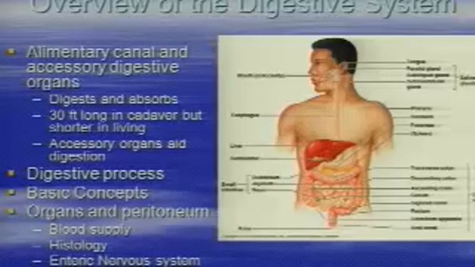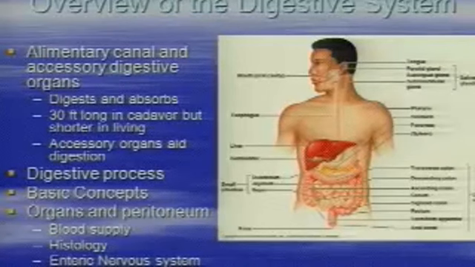If you want to take a few minutes, maybe before we start, pause the tape and look at all the different anatomical parts of the GI tract. I think that would be helpful. The GI tract is also known as the alimentary canal, and there are accessory digestive organs along that pathway. The whole system is involved with digestion and absorption. It's 30 feet long in a cadaver, but it's shorter in living.